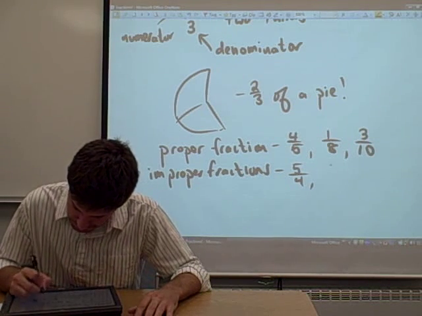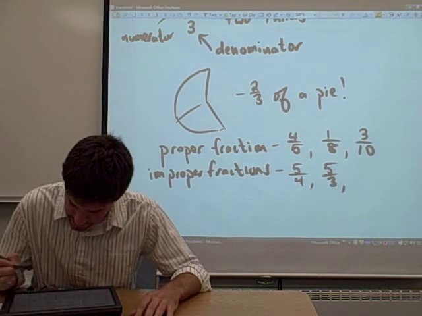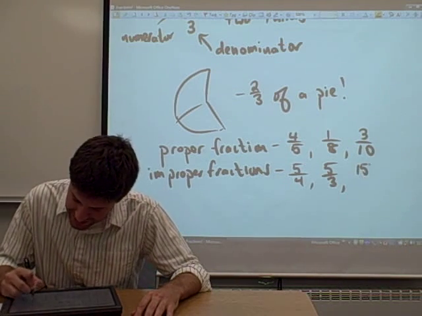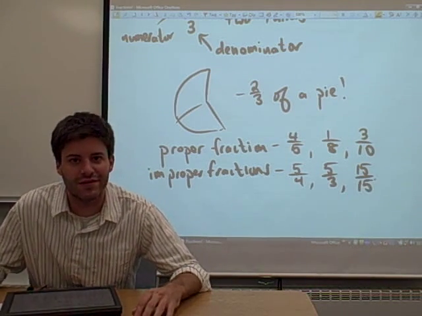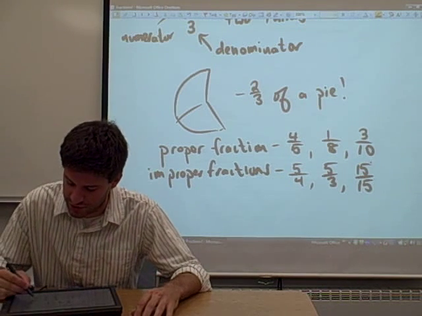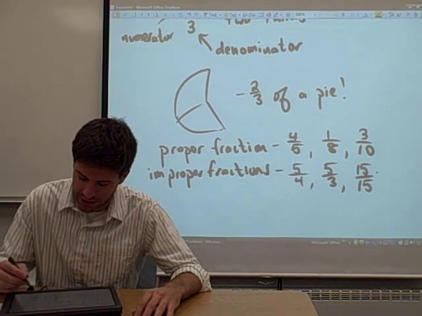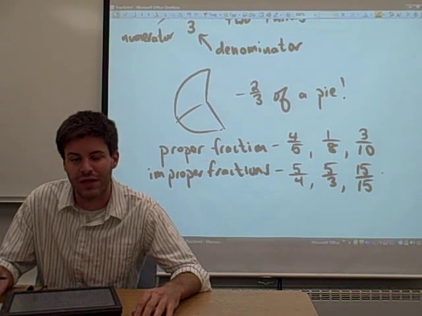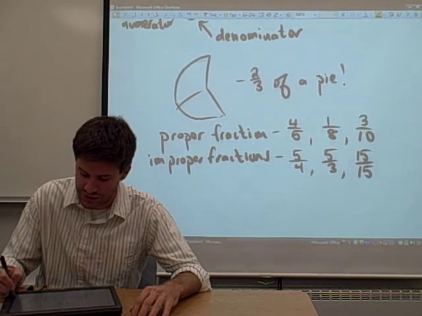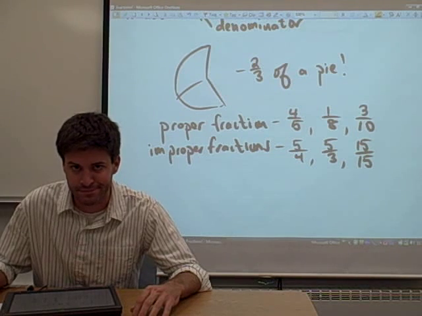Also, 5/3 is an improper fraction. 15/15 is an improper fraction because the numerator and denominator are equal. In each case, the numerator is bigger than or it's equal to the denominator. So in each case, you have an improper fraction.